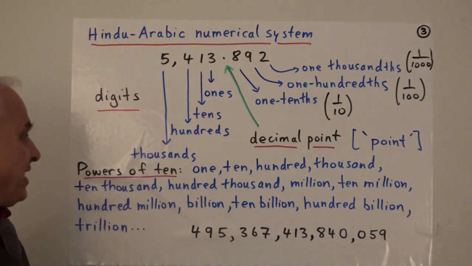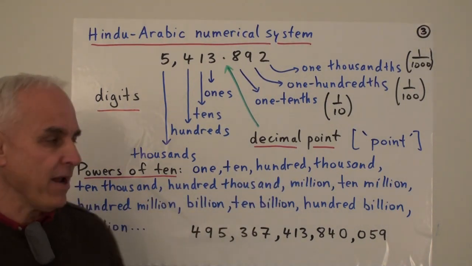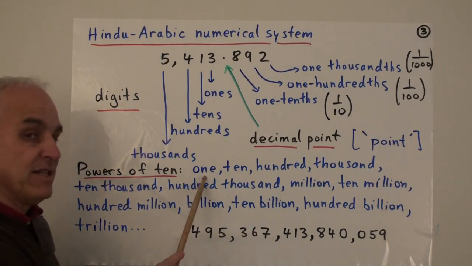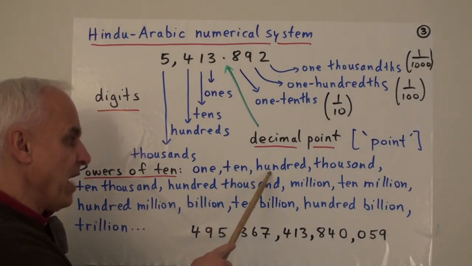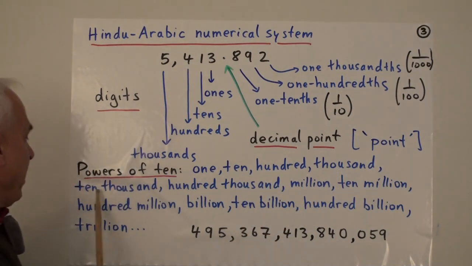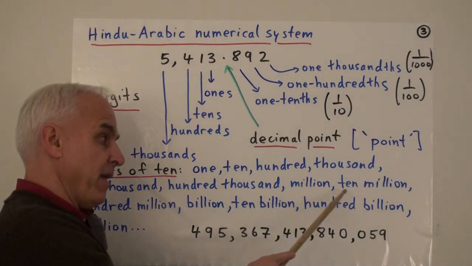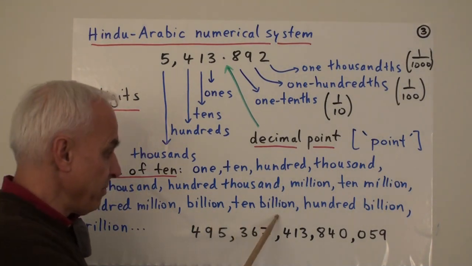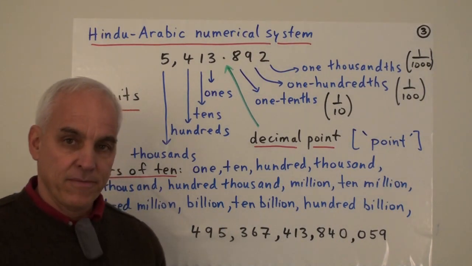It's important to understand and appreciate the terminology used to describe powers of 10. So let's review that. We start with 1, which is 10 to the 0. Then 10, which is 10 to the 1. Then 100, which is 10 squared. And then multiplying by 10 each time, we get 1,000, and then 10,000, 100,000, million, then 10 million, 100 million, and then billion, then 10 billion, 100 billion, trillion, and we could carry on.